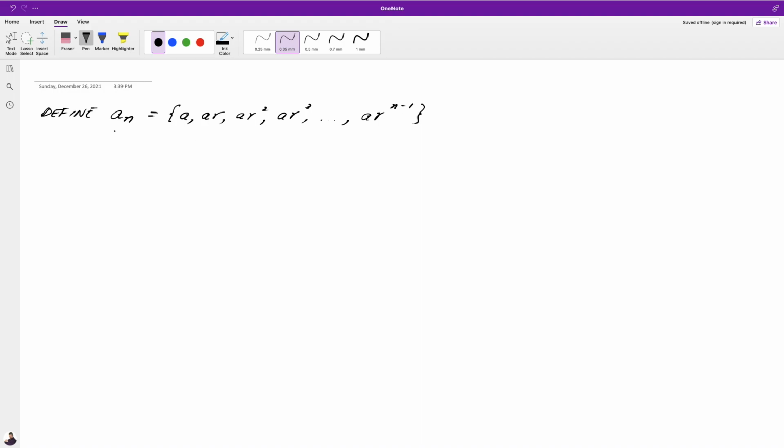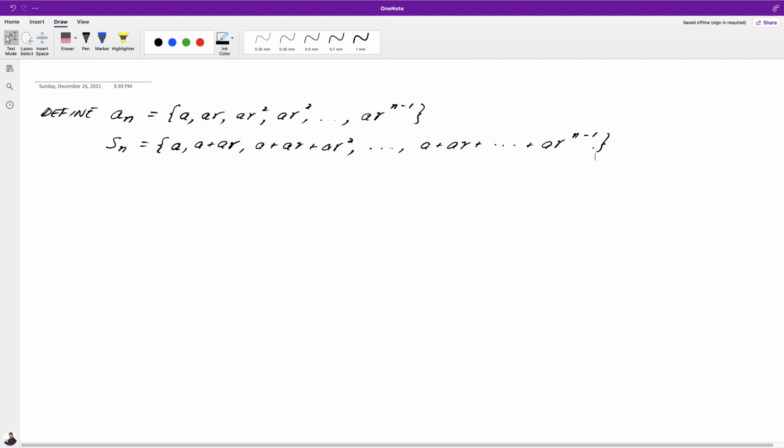Okay, very good. So we have as a sum, therefore, a plus ar plus ar squared, and so on and so forth, all the way out to ar to the n minus 1.